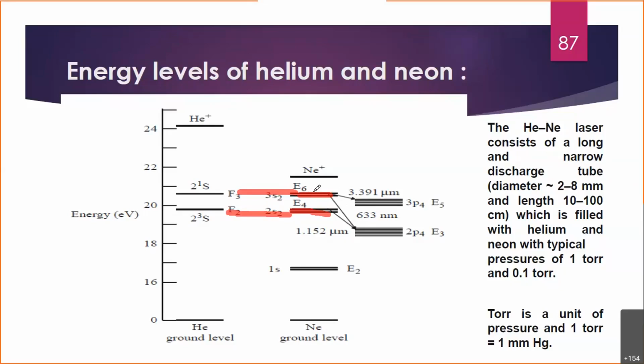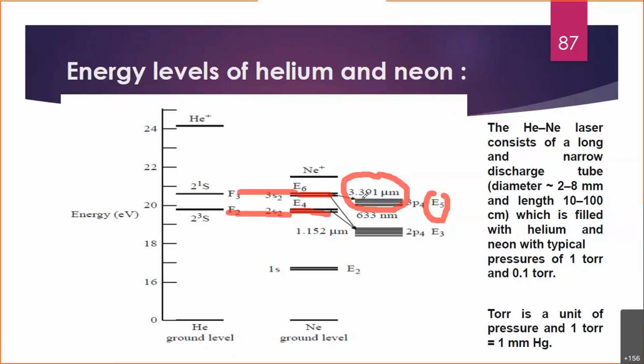Anyway, look at this side. E6, E4 are the excited energy levels for the neon. When these excited atoms get down to the lower state, they emit the laser light. If it is emitting from E6 to E5, don't go with this P4, P2, you will not understand at this moment. Directly see E6 to E5. This particular wavelength we are getting is the laser output, 3.391 micrometer.